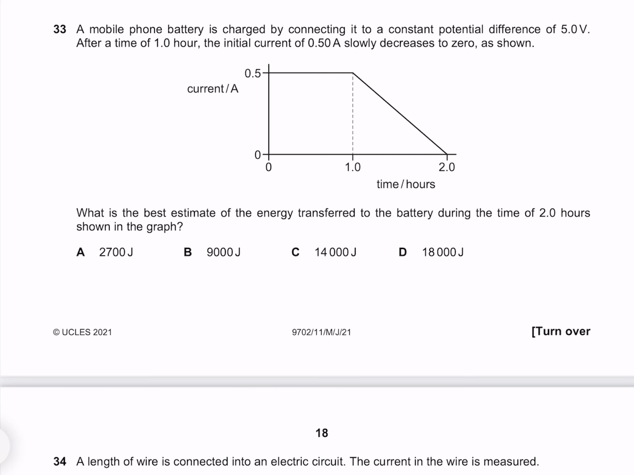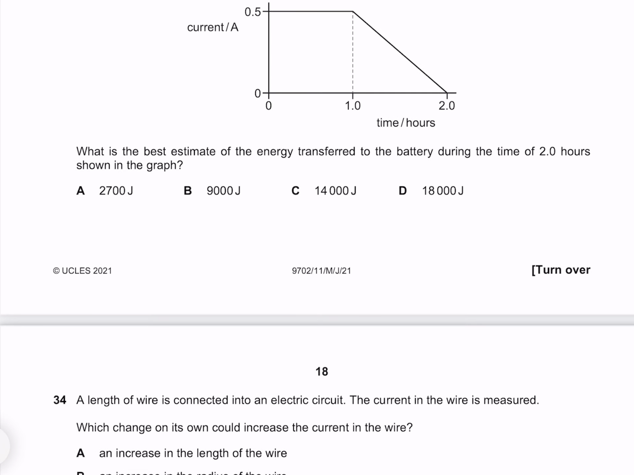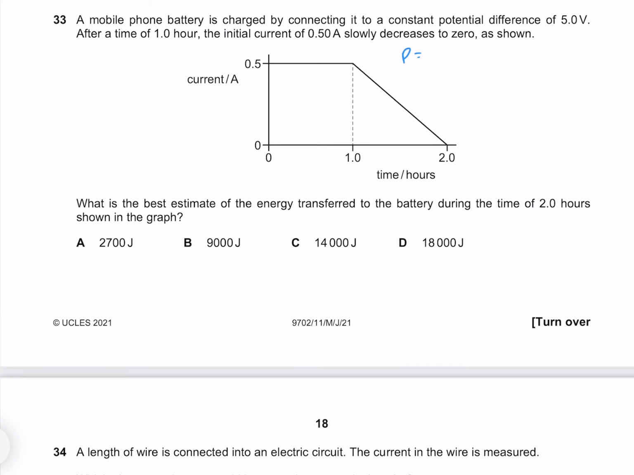A mobile phone battery is charged by connecting it to a constant potential difference of 5 volts. After a time of 1 hour, the initial current of 0.5 amps slowly decreases to 0 as shown. What is the best estimate of the energy transferred to the battery during the time of 2 hours shown in the graph? Recall that power is energy per time, so energy is power multiplied by time.